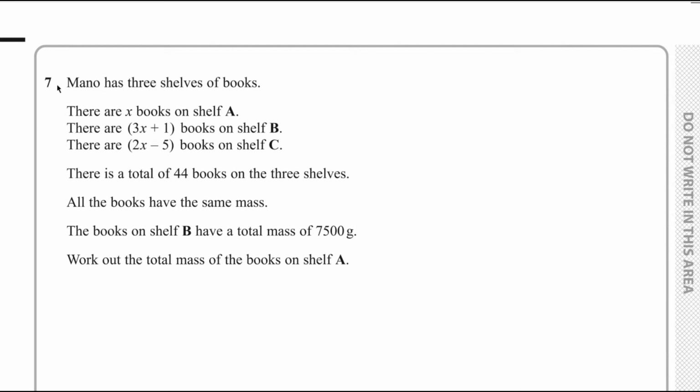Question number 7. Mano has 3 shelves of books. There are x books on shelf A, there are 3x plus 1 books on shelf B, there are 2x subtract 5 books on shelf C. There is a total of 44 books on the 3 shelves. All the books have the same mass. The books on shelf B have a total mass of 7,500 grams. We have to work out the total mass of the books on shelf A.